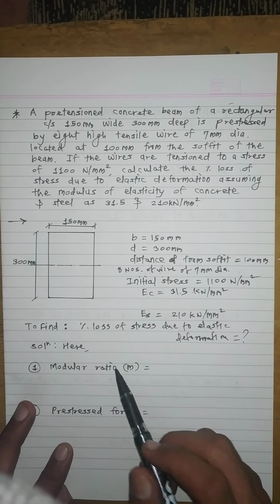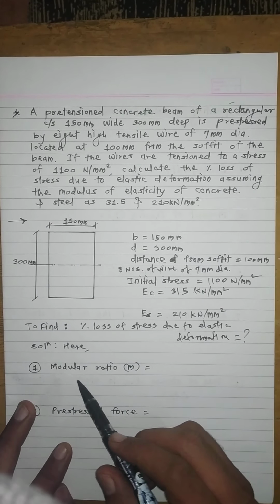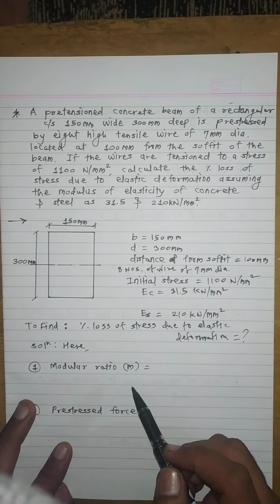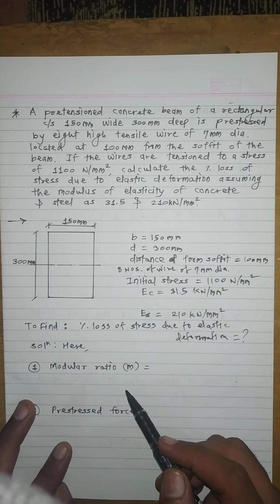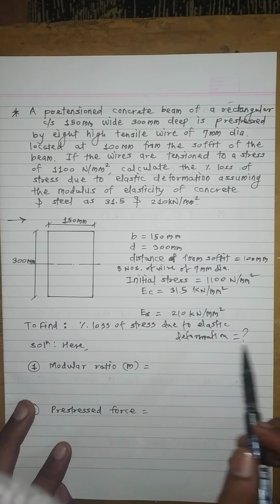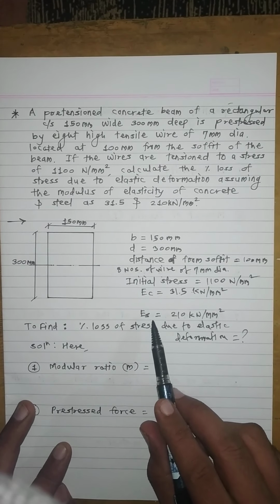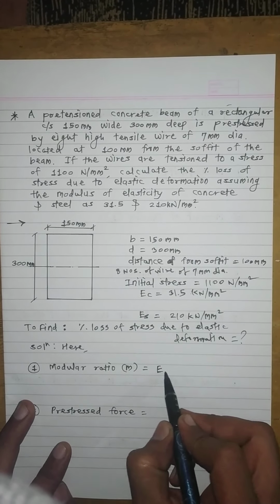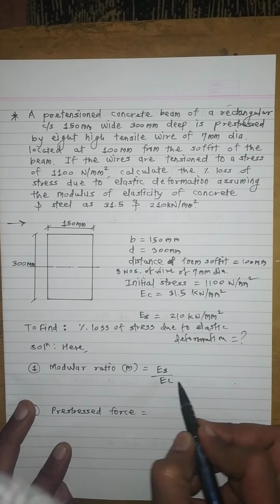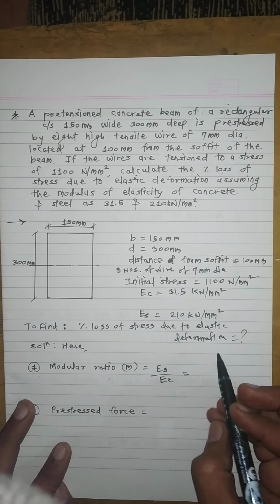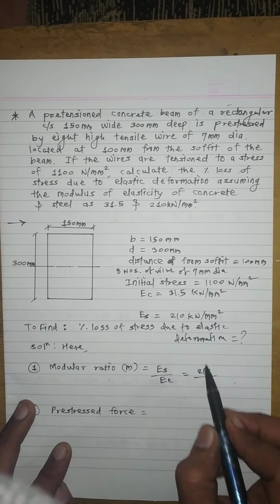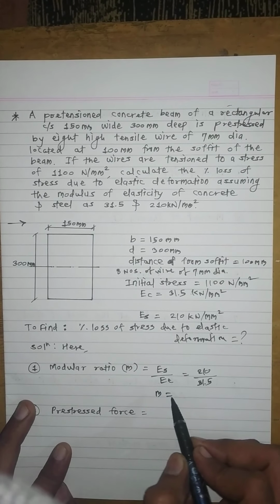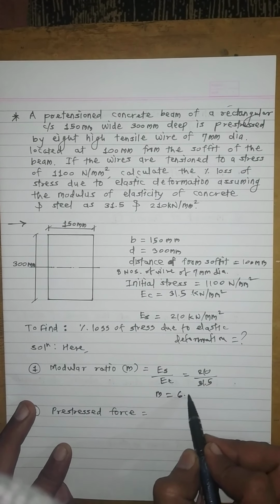To find the percentage loss of stress due to elastic deformation, the solution, step number 1, is the modular ratio. We know modular ratio is the ratio of the modulus of elasticity of steel to the modulus of elasticity of concrete. So m is equal to Es divided by Ec. Es is given in the problem, which is 210 divided by 31.5. After calculation, the value of m is 6.66.